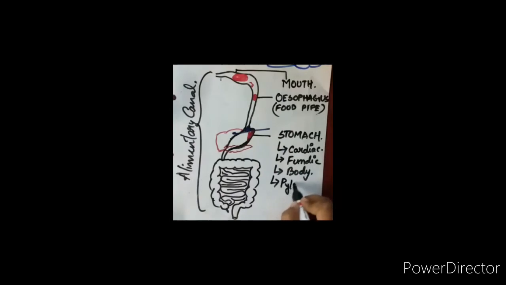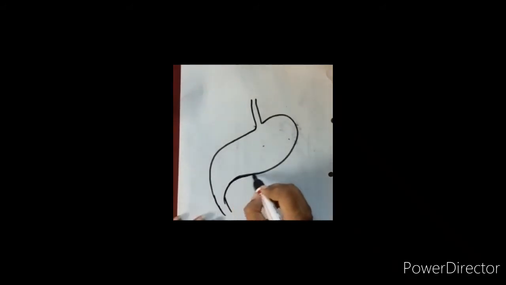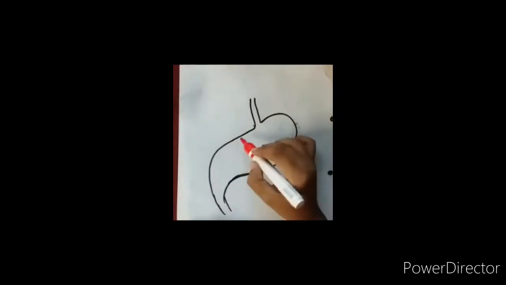And next is the pyloric. Clear? It is getting a little bit clumsy here, so I am making a fresh one. See this one. This is the esophagus, and here is your stomach, something like this. Now this area, for example, I'm marking with a red section.